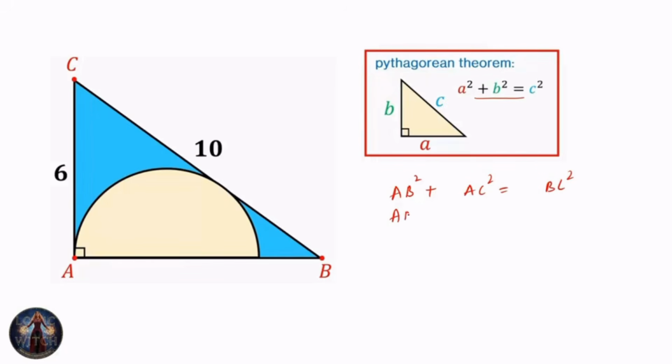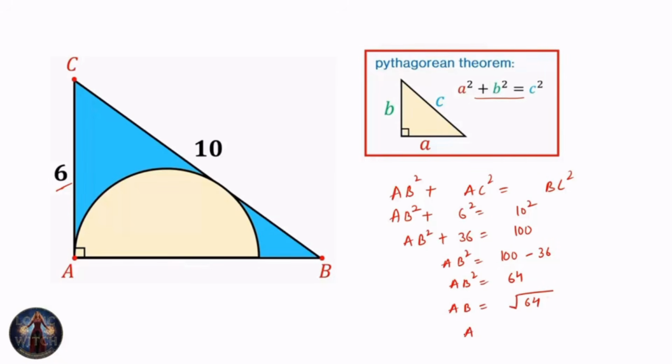Here, we are solving for AB, so let's keep AB as it is. Now AC is given to us as 6, so we'll substitute 6 square. BC is 10, so we'll substitute 10 square. So I'll get AB square plus 6 square, which is 36, equals 10 square, which is 100. That gives AB square equals 100 minus 36, so AB square is equal to 64, and on solving it further, AB is going to be the square root of 64, which is 8. So the length of the side AB is 8 units.